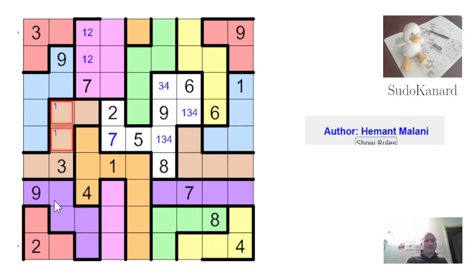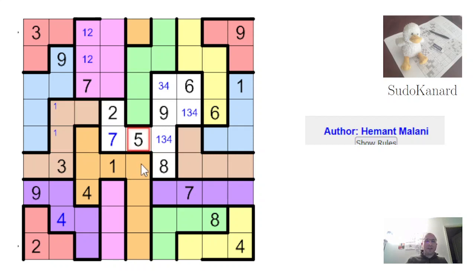Well, what next? This 4 is interesting because it sees almost all cells in this purple region, this magenta region. So 4 has to be here. And I'm seeing that this 8 also has an impact on this light brown region. So 8 should be either here or there, but that's not nearly as interesting as I hoped.